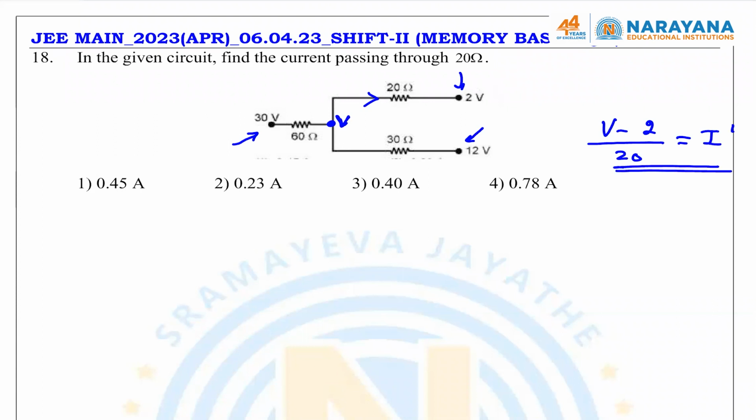So to be able to calculate the current, I need to find the potential. So to find the potential, I will make use of Kirchhoff's current law. Suppose current comes through 60 ohm and it divides into two branches. So the current through 60 ohm will be 30 minus V divided by 60, potential difference divided by resistance. This must be equal to the current going up plus current going down.